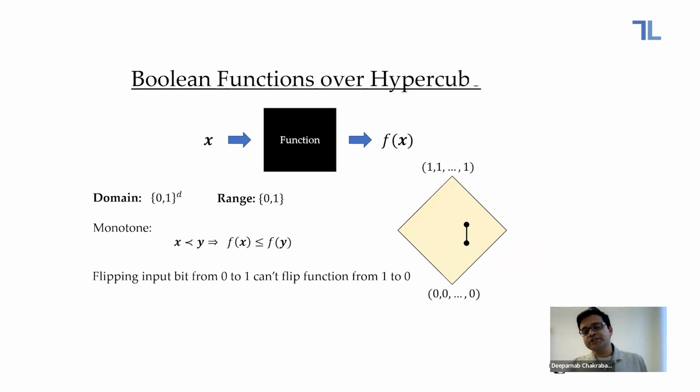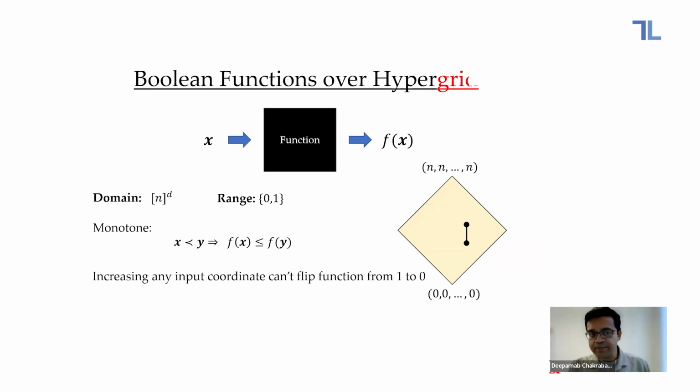But the other partial order that we'll be talking about is a generalization of this hypercube. It will be the hypergrid, where again the input has d coordinates, but now each coordinate can take a value from 1 to n, so integers 1, 2, 3, 4 up to n. So the domain is the hypergrid, denoted as n to the d. We are still going to be talking about a Boolean range, so the function is still 0, 1.